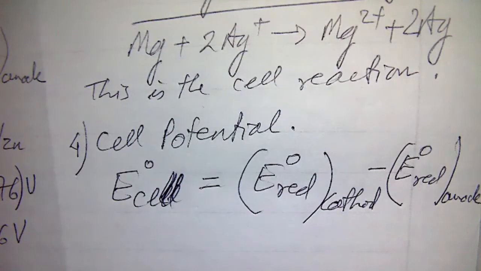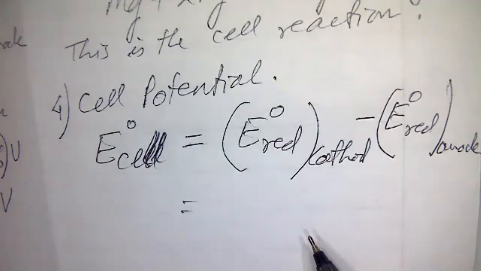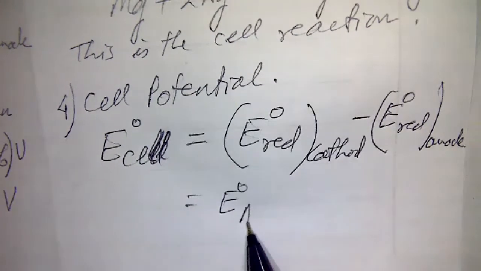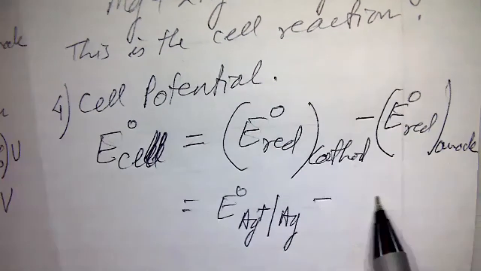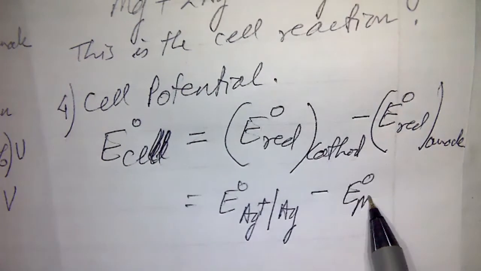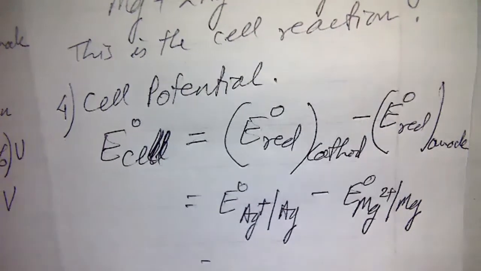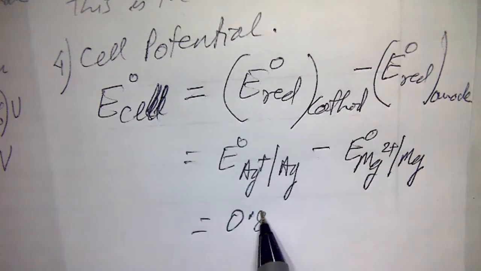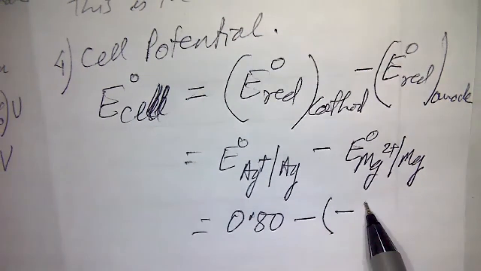So one is cathode, other one is anode. What is a cathode and anode? You have already seen. What will it be? E naught cathode. Cathode was silver. So silver in reduction form, and E naught anode also in reduction form, Mg2 plus slash Mg. Silver, how much was the value? 0.80. Magnesium, how much was the value? Minus 2.